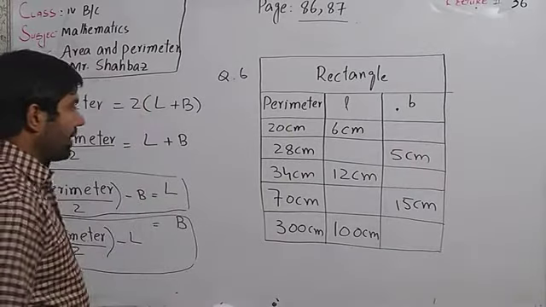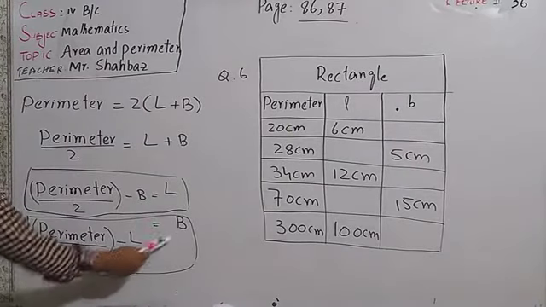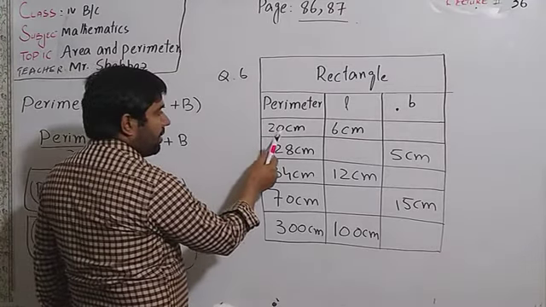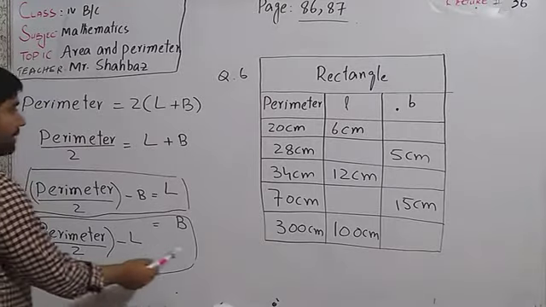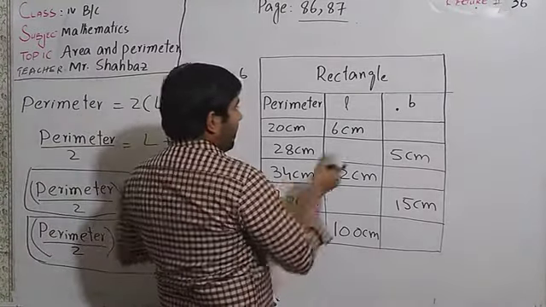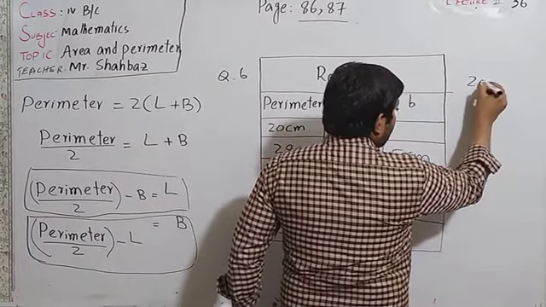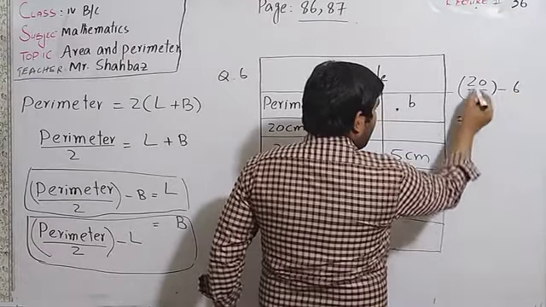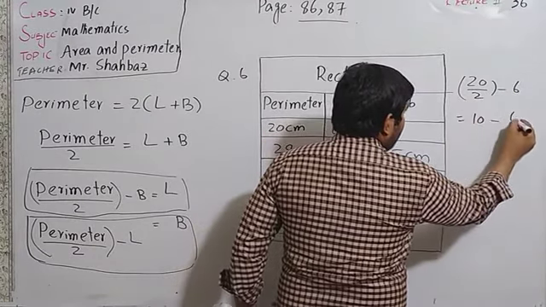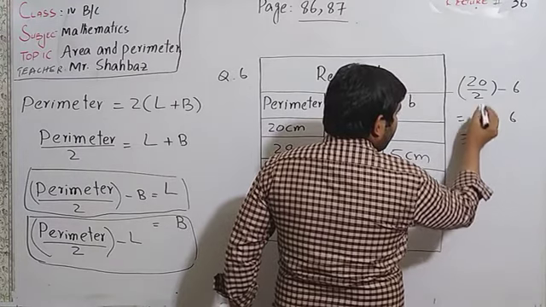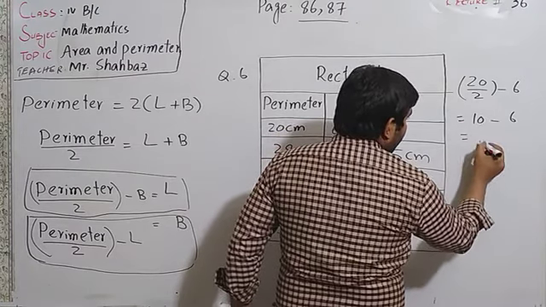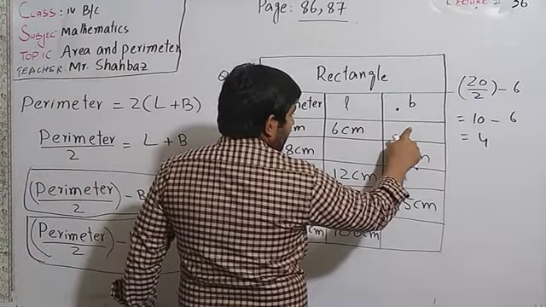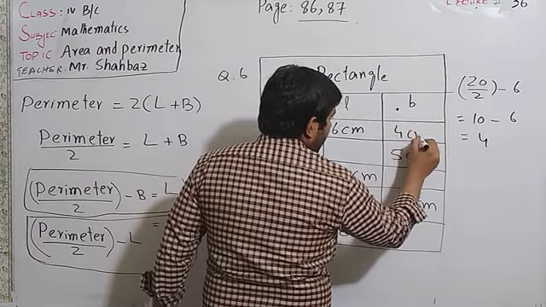So as I told you, when we are finding the breadth, first of all divide perimeter by 2. This is 20 divided by 2 and then subtract length 6. So 20 divided by 2 will be 10 and minus 6. 10 minus 6 will be 4. So this is the breadth, 4 centimeter.